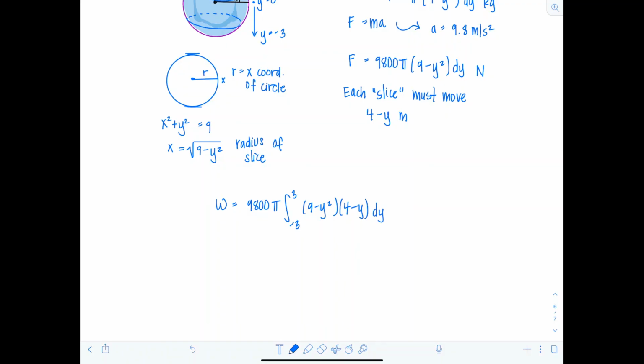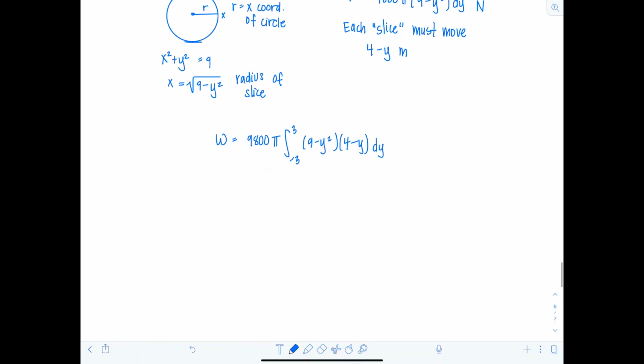Okay, and then keep that 9,800 pi out there. It just makes things a lot easier. Multiplying everything out, and then you can integrate. It's pretty straightforward. So you end up with 1,441,200 pi joules.